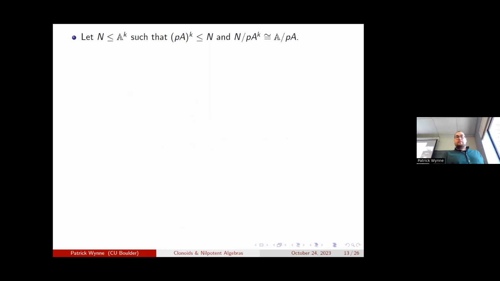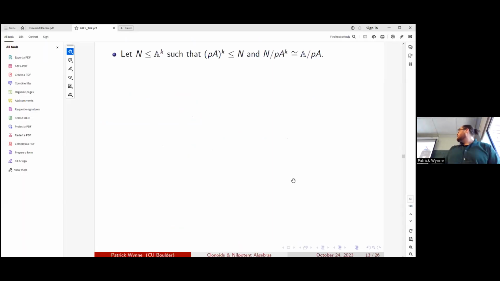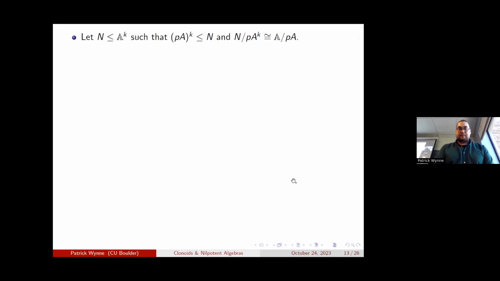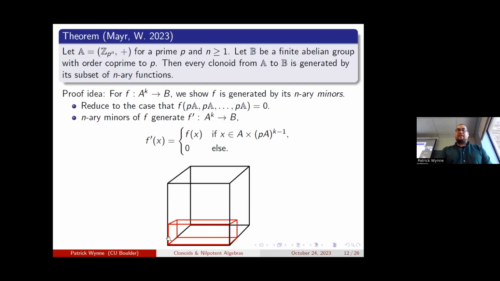Sorry for the people in the room that can't read this line right now, but for N a submodule of A^k, or a subgroup of A to the power k, such that N is above pA^k, and N modulo pA^k is isomorphic to A modulo pA. So for example, one N like this is this red region that we had here, A times pA to the power k minus 1.